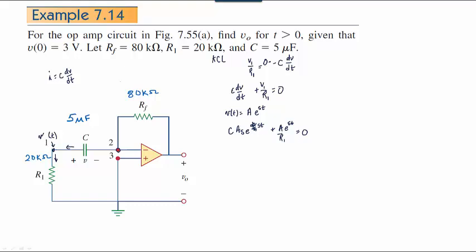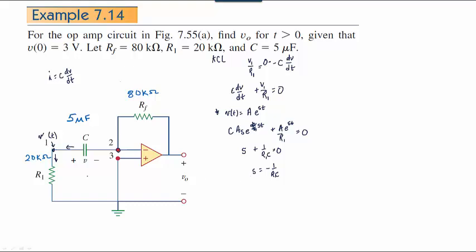And so the A's cancel out, the e to the st's cancel out, and we can divide both sides by C, and we're left with s plus 1 over R1C equals 0. So we know s equals minus 1 over R1C. So we still have to find out this unknown A so that we can get the full solution to that differential equation right there.